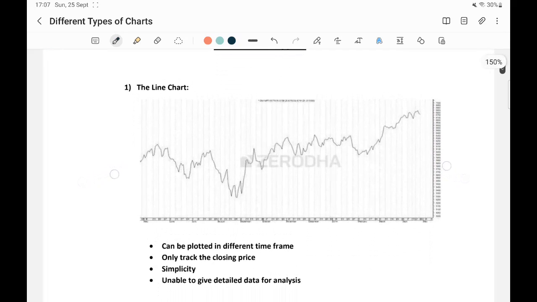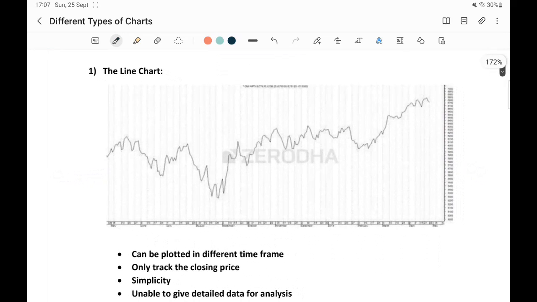I hope you can see my screen here. The chart I have presented right now is called the line chart. How is this line chart constructed? The line chart is constructed by taking the closing price of a particular time frame.